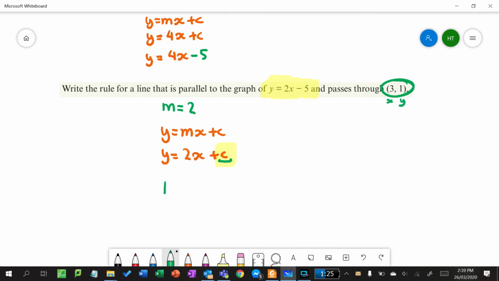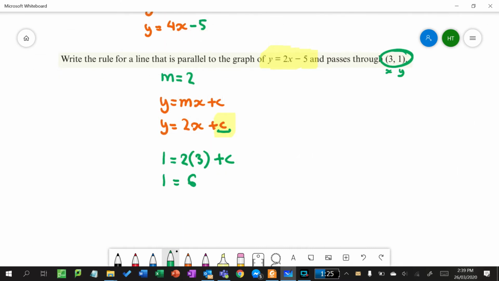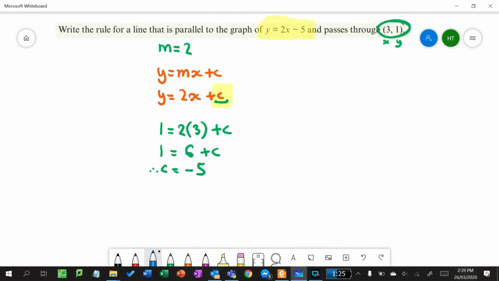1 for the y equals 2 times x, and x is 3, plus c. 1 equals 6 plus c. Therefore, c equals negative 5. Now that I found c, I can put it back and write my equation. So my equation is y equals 2x, and I got my minus 5 here. And that is how you do that question.